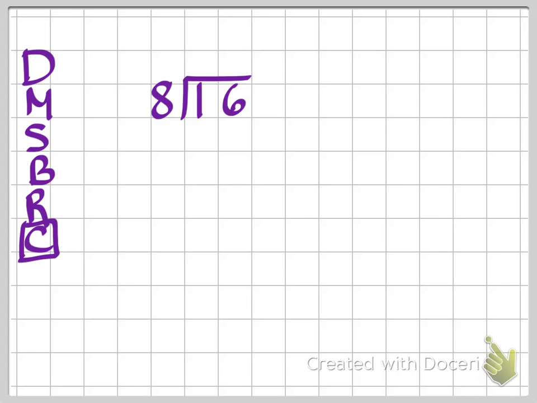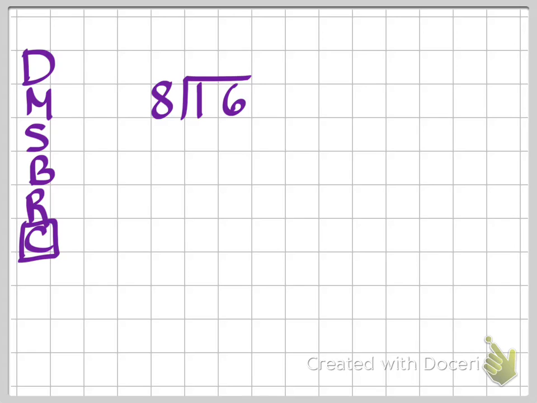And we have the mnemonic "Does McDonald's Sell Burgers Really Cheesy?": divide, multiply, subtract, bring down, repeat, and then check. Okay, now you're going to look at 16 divided by 8 and say, oh, I already know the answer. Well, the reason I have you practice with the easier problems is that we are going to get into much bigger problems, and you need to master these steps now. So go ahead and pause me, try to work it out using all the steps, and then come on back.